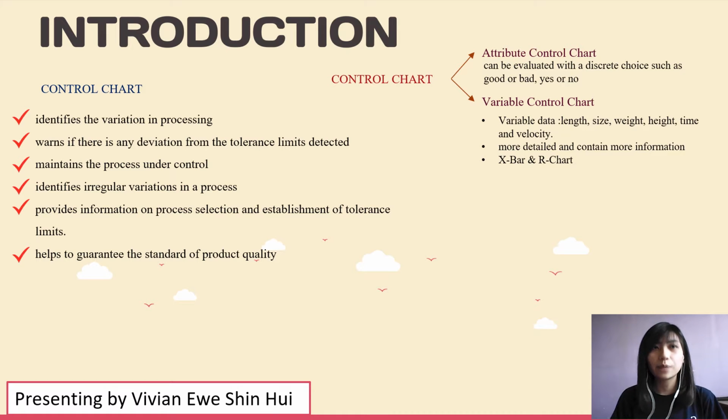There are two charts that can be applied in monitoring a process, such as mean and variation, where the variation chart typically uses the range. There are two charts under the control chart, such as the attribute control chart and the variable control chart. For attribute, the product characteristic can be evaluated with a discrete choice such as good or bad, yes or no. Whereas for the variable control chart, the product characteristic can be measured in terms of length, size, weight, height, time, and velocity. This chart is also more detailed and contains more information as compared to the attribute control chart. There are two sample charts that can be presented for this variable control chart, such as the X bar and R chart. Let's look at the diagram.